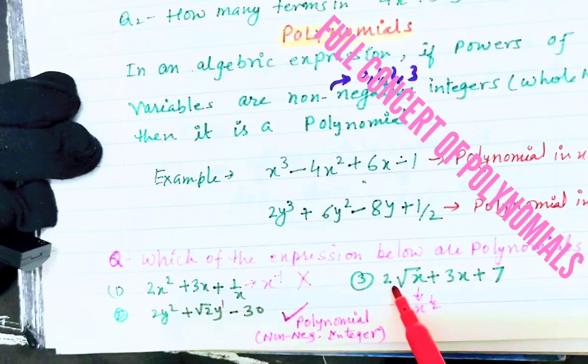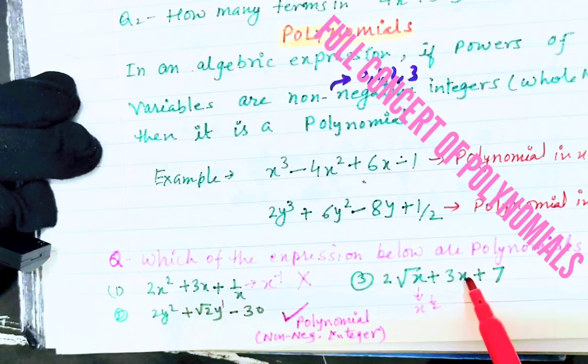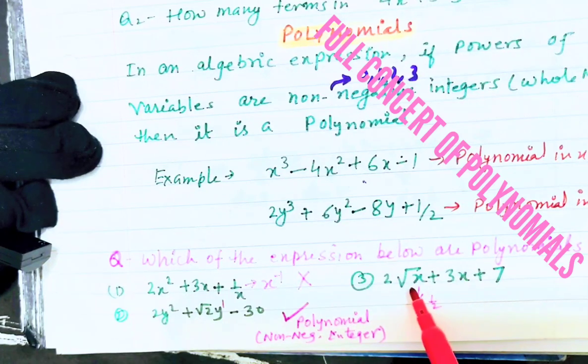Guys, second, 2 under root x plus 3x plus 7. Here x to the power 1 means the second term has a whole number power, but in the first term here is 2 under root x. Guys, under root x is equal to x to the power 1 by 2. So it is also not a polynomial.